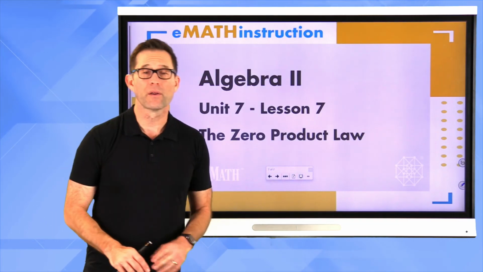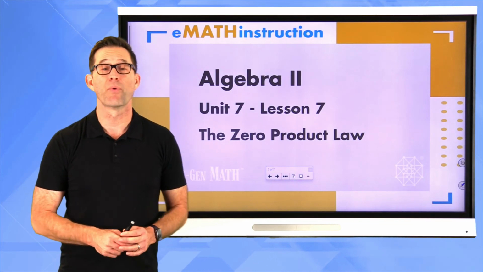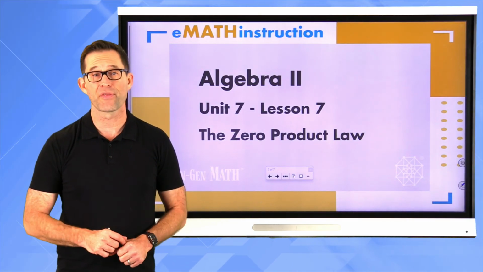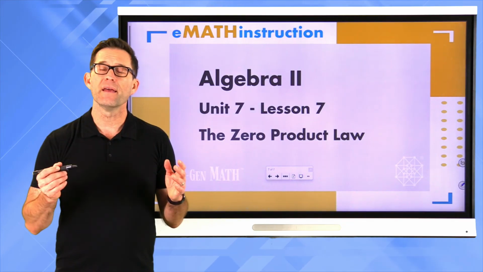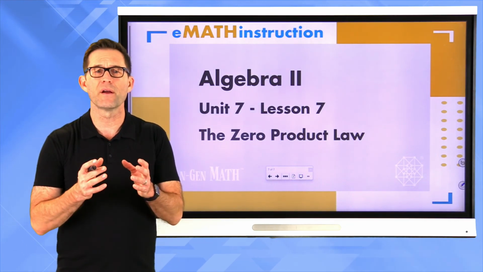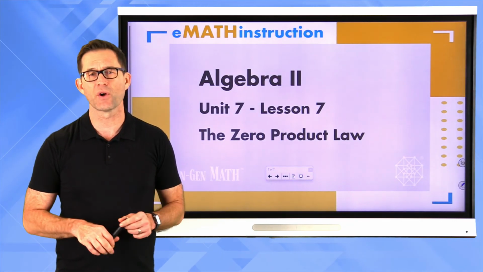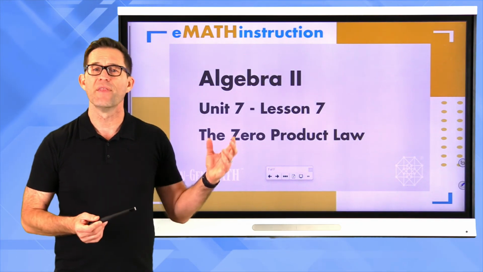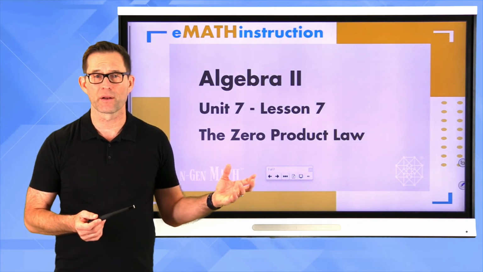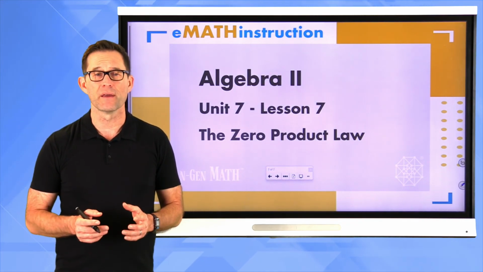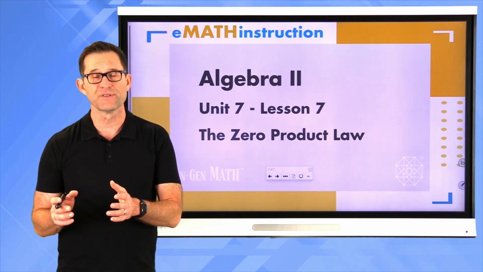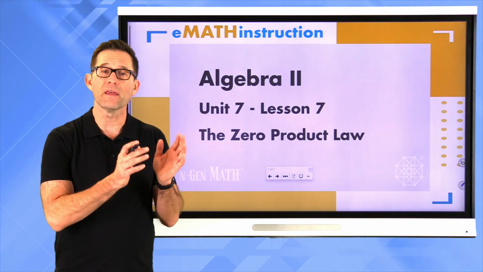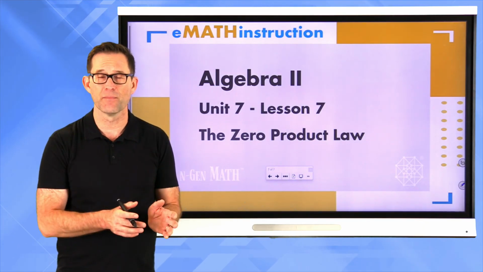The zero product law is undoubtedly one of the most important ideas in all of math, bar none. I would definitely put it in my top 5. And it's important because there are so many equation solving methods that boil down to the zero product law. The idea being, if we can factor an expression that's set equal to 0, then we can take each one of the factors and set them equal to 0.